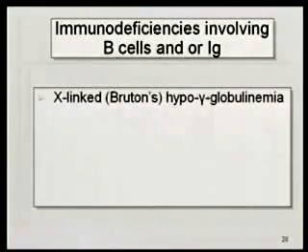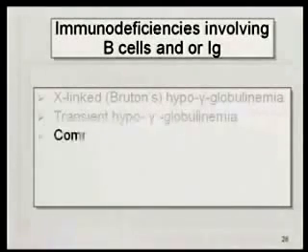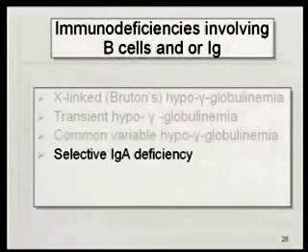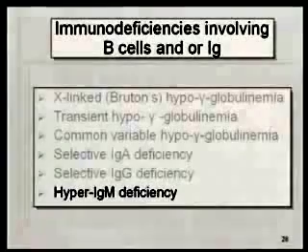Okay, so that was the T and B cells both. Now we'll take a few minutes to talk about the purely immunoglobulin defects, and the most severe one of these is X-linked, also known as Bruton's hypogammaglobulinemia. And there are a few others that I'll just tell you about. Transient hypogammaglobulinemia is another condition. There's common variable hypogammaglobulinemia. There is selective IgA deficiency, selective IgG deficiency as well, and there is a hyper-IgM immunodeficiency.